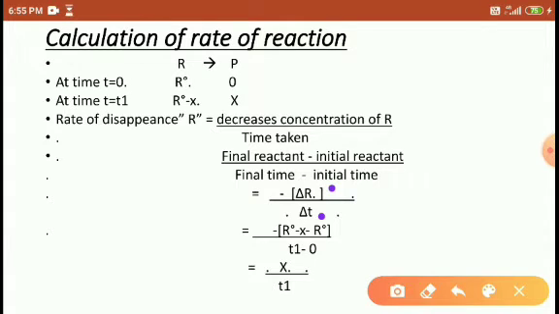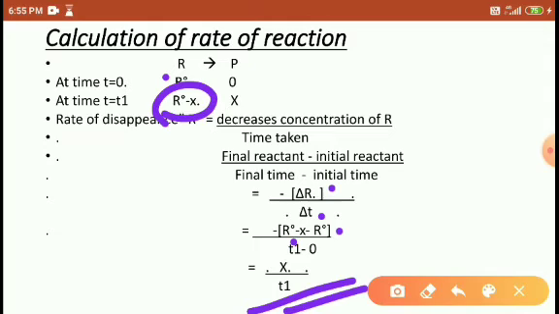So here I am using the final reactant, which is R naught minus x, minus the initial reactant R naught. Right students? So R naught gets cancelled. Finally we get the answer x by t1.